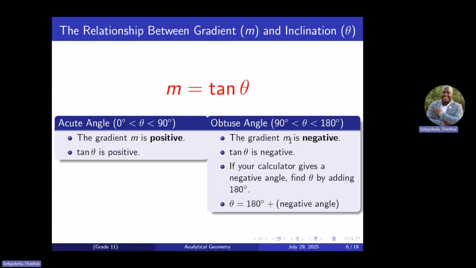Now, remember I've mentioned the relation between the gradient and the inclination. So these are some of the most important things that you always need to remember. We are saying the acute angle, which is 0 to 90 degrees. In that region, or in that quadrant, the theta will always be positive. Now what happens if you move out of that?